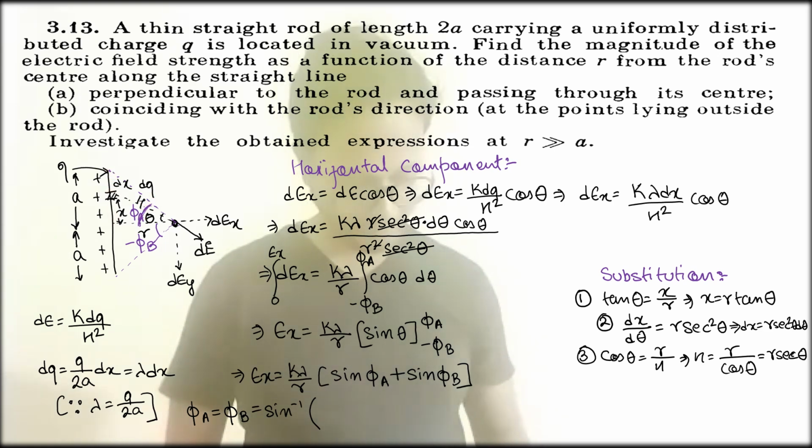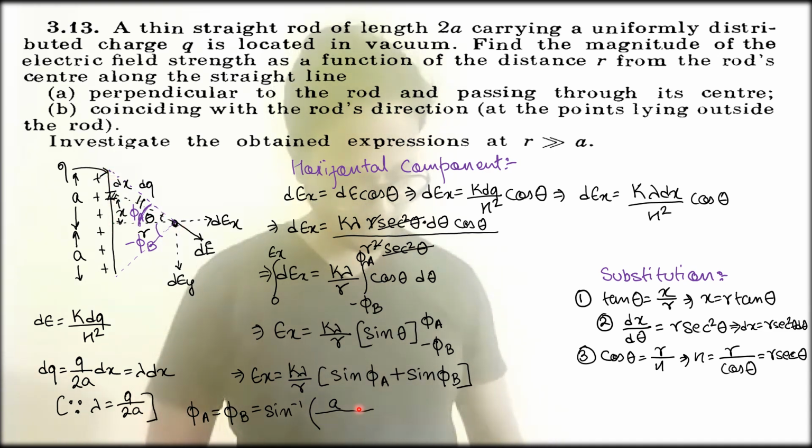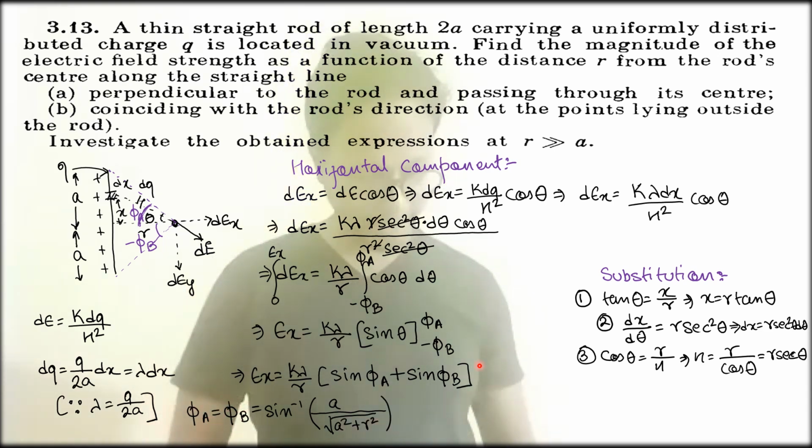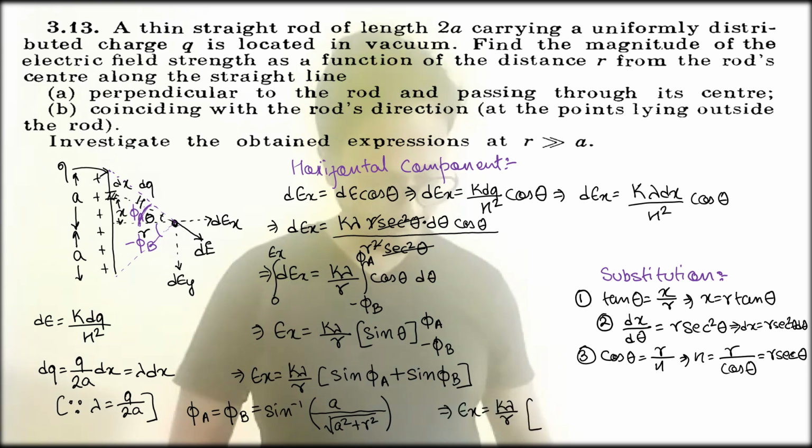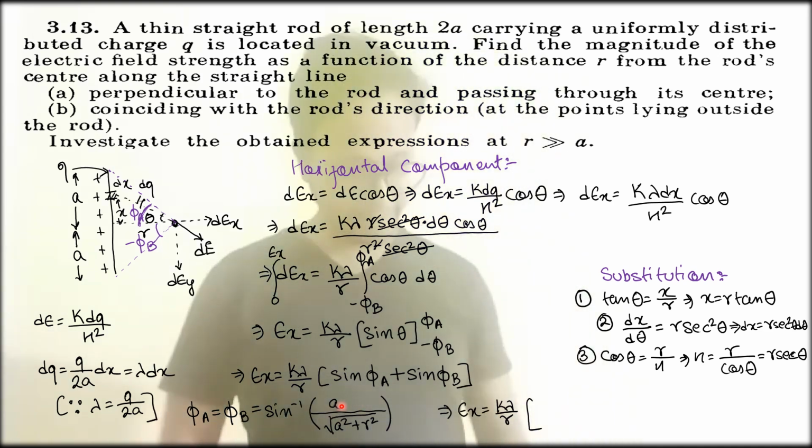The value of perpendicular is nothing but a, divided by hypotenuse. What is the value of hypotenuse? Under root of a square plus r square. Simple enough. So if I substitute this value of phi a and phi b out here, what do I get? I get Ex, the x component of electric field, equal to k lambda by r. And what is the value of sine phi a? Sine phi a is nothing but this value, because phi a is sine inverse of this value, isn't it? So sine phi a plus sine phi b.